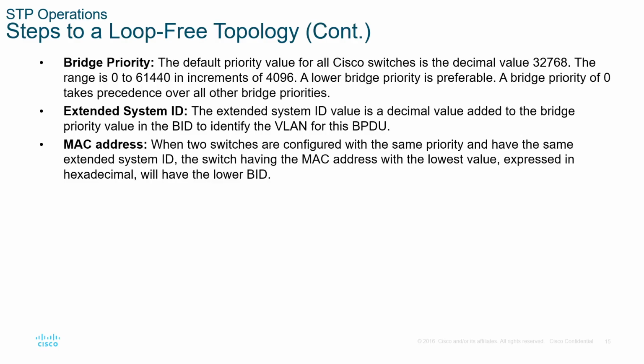Now there's also the MAC address. So when we have two switches configured with the same priority and the same extended system ID, the switch with the lowest MAC address value, which is expressed in hexadecimal, has the lower bridge ID. So if everything is a tie, if the bridge priority and the extended system ID are the same between two switches, the MAC address is there to break the tie and make the lowest MAC address preferred.